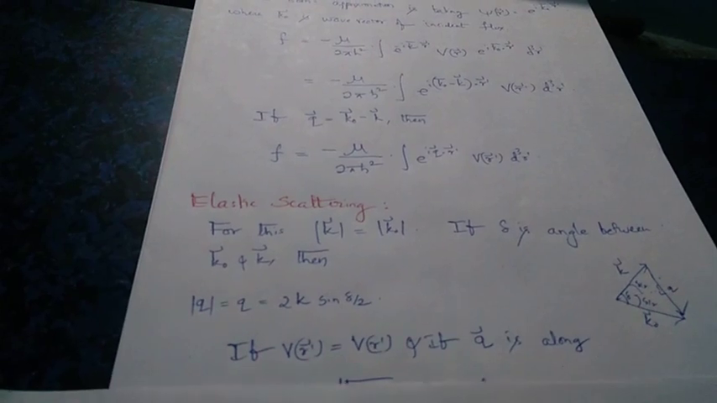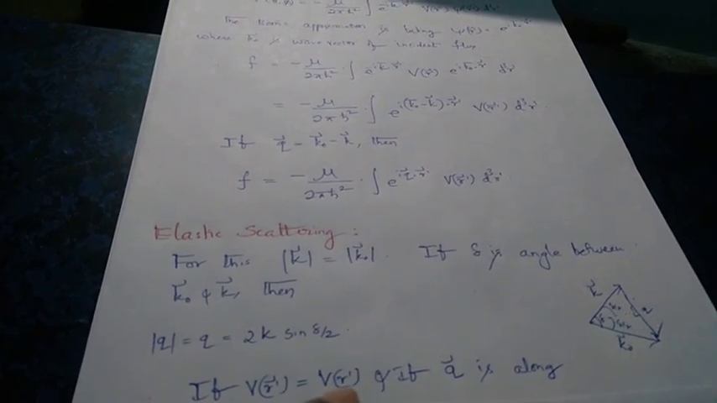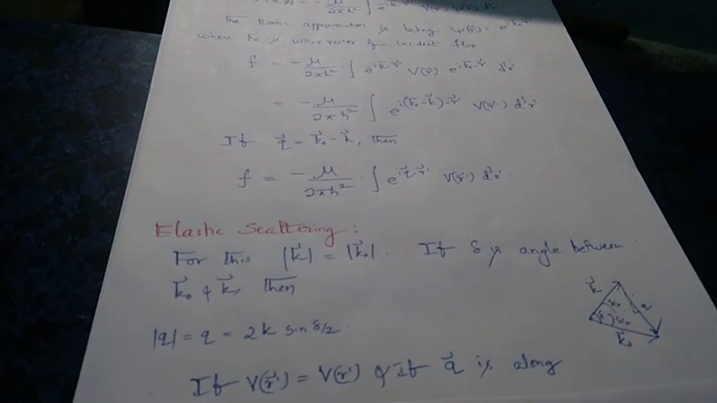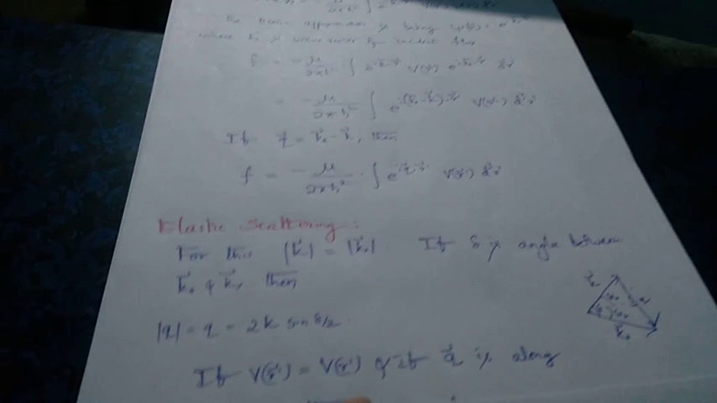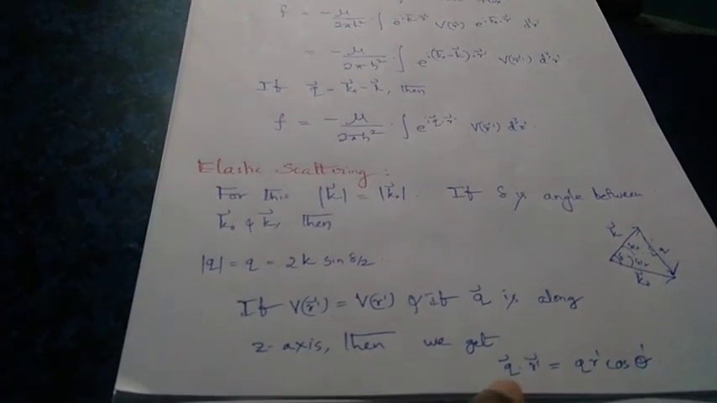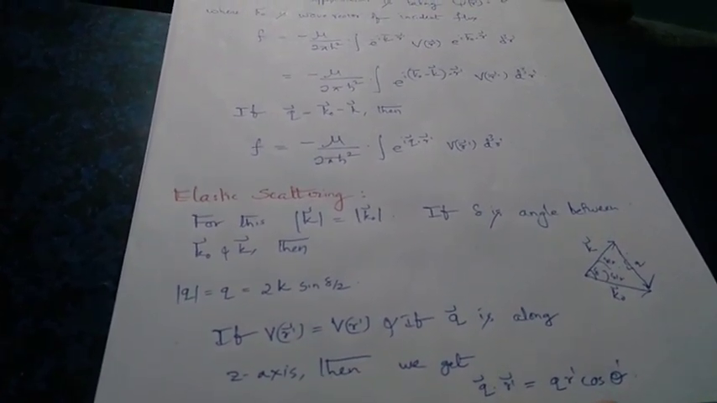And if you assume the interaction potential depends only upon the r' coordinate but not on θ' or φ', and if you also assume that this vector q is along the z axis, then we can see that the dot product of q and r' will be just q r' into cosine of θ'.